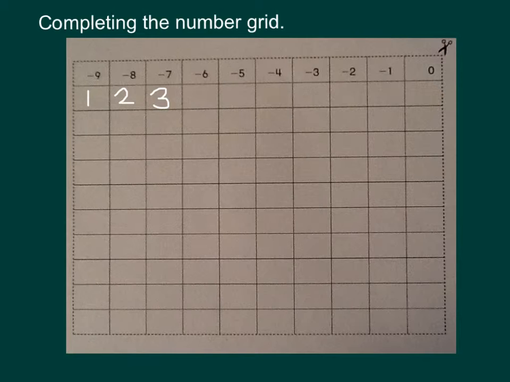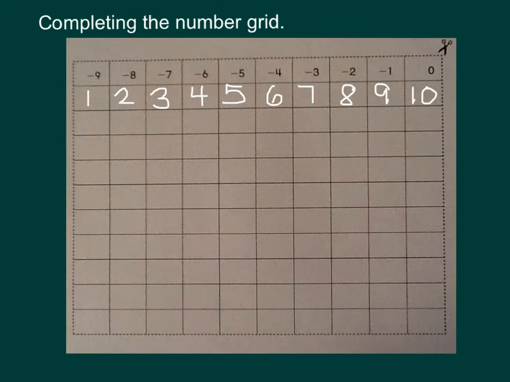So boys and girls, now that we've completed this, your first row would look like this. Check it as I write in the rest of the numbers. 4, 5, 6, 7, 8, 9, and 10. Check your number grid right now to make sure this is how yours looks.